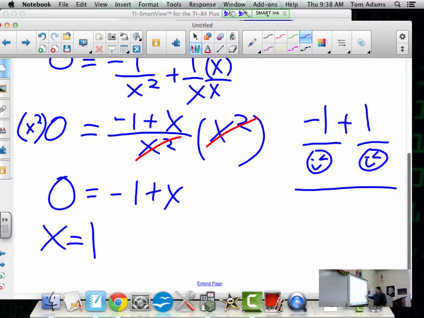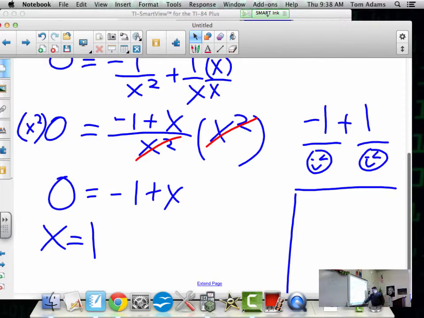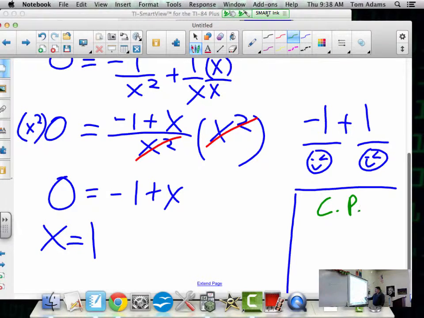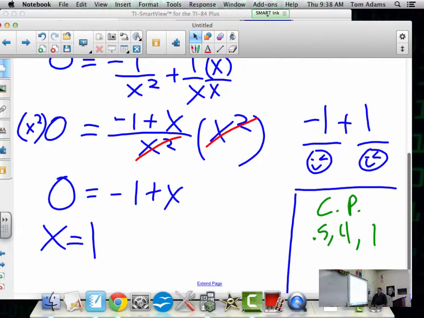So just to recap, we now have critical points of 0.5, and what was the other one? 4, and 1. Now the only other thing that we need to worry about is when f prime does not exist. And I kind of just said that, right? At 0. F prime will not exist at 0 because we have x's in the denominators here. So x can't equal 0. So then we have 4 critical points.